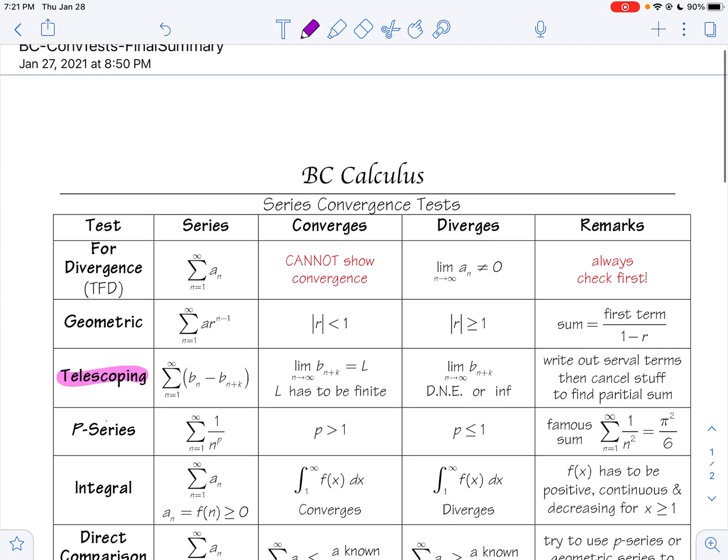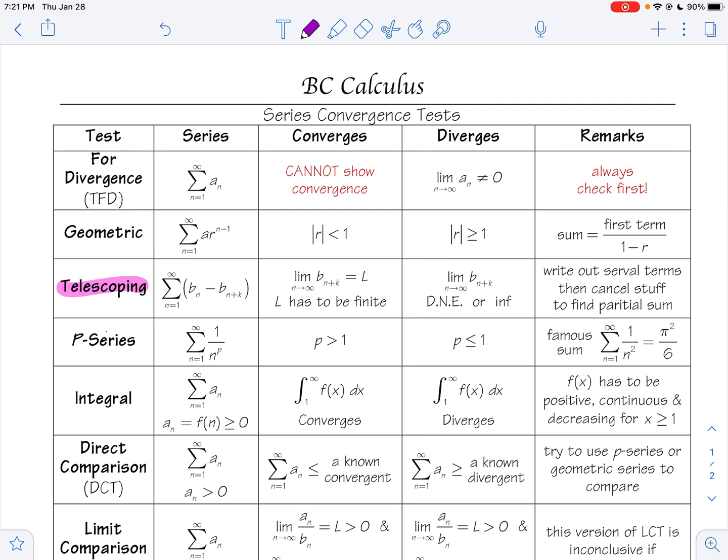So I would spend a good amount of time looking over this and reviewing it. The one piece that I did want to point out is a reminder that when you're using the divergence test, it doesn't show convergence. It only tells you if it's divergent under this condition. So it doesn't give you any other information than that.